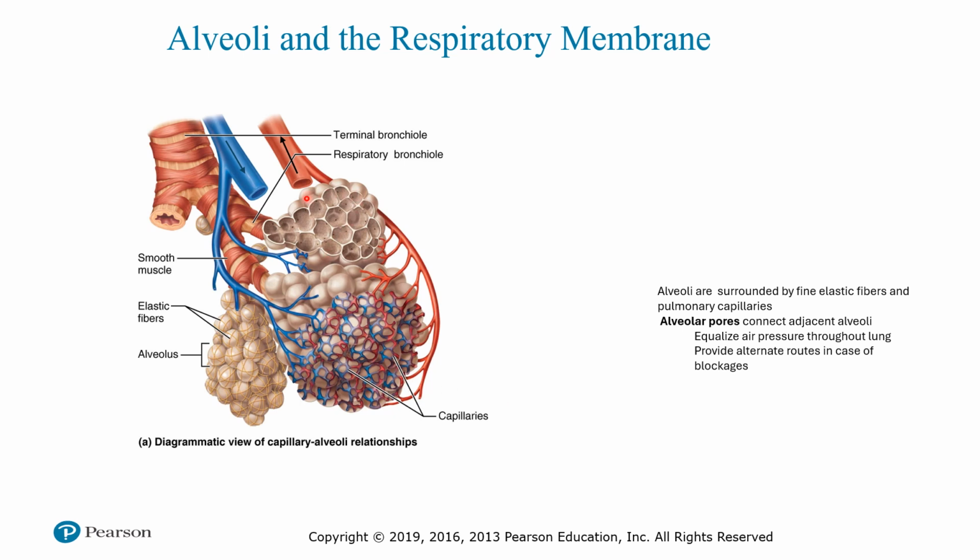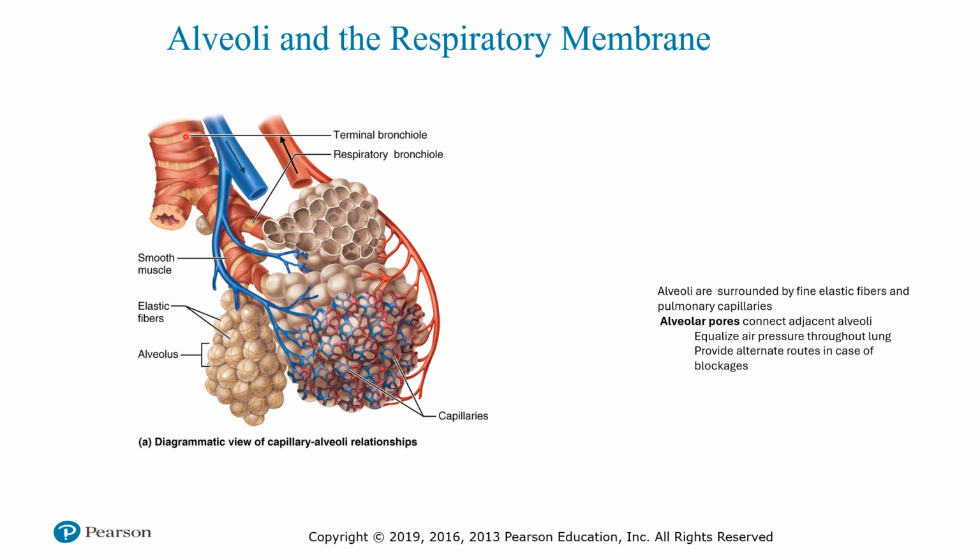So they have cut this alveolar sac, and we can see inside. You will see small holes if you concentrate. These are alveolar pores. Through these alveolar pores, the alveoli contact with each other, and in this way they equalize air pressure throughout the lung. And they also provide alternate routes in case of blockage.